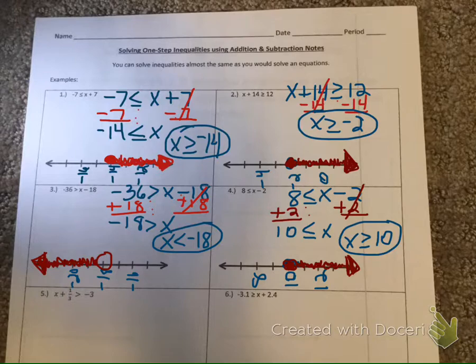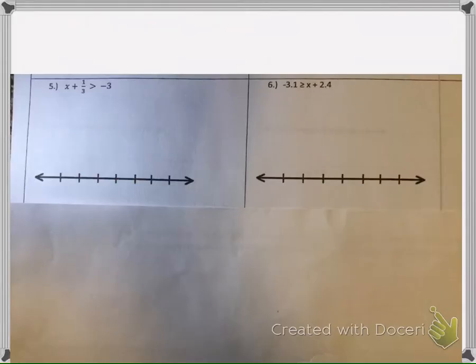Okay, taking a look at number 5. Again, if you need to pause and catch up, you should do that. Okay, on number 5, I have x plus 1/3 is greater than negative 3. I'm going to get rid of that add 1/3, so the inverse of an add 1/3 is to subtract 1/3. Whatever I do to one side of the inequality, I have to do to the other.